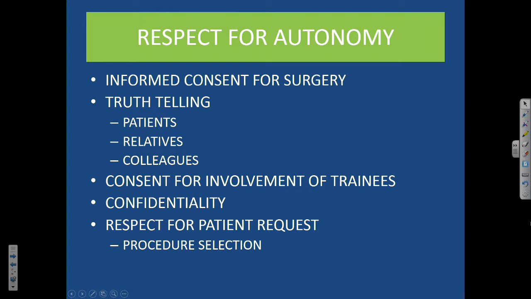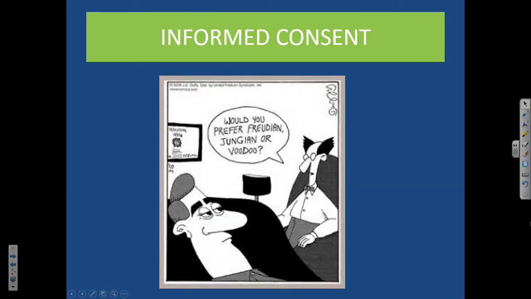We may feel, for example, that an arthrodesis of a great toe joint is the best procedure. The patient, for whatever reason, is adamant that they do not want to have a fusion done. And if an alternative procedure, such as an implant arthroplasty, is acceptable and not felt to be harmful to that patient, then we have an obligation to consider that patient's request.